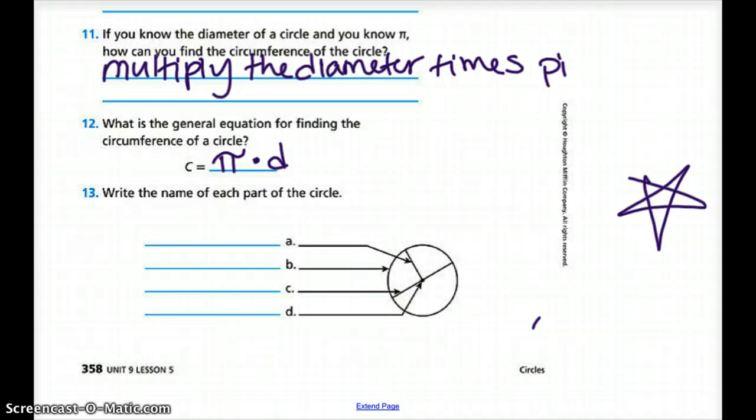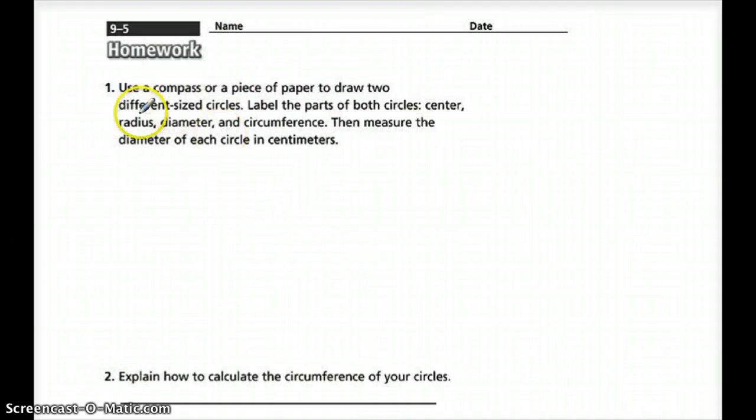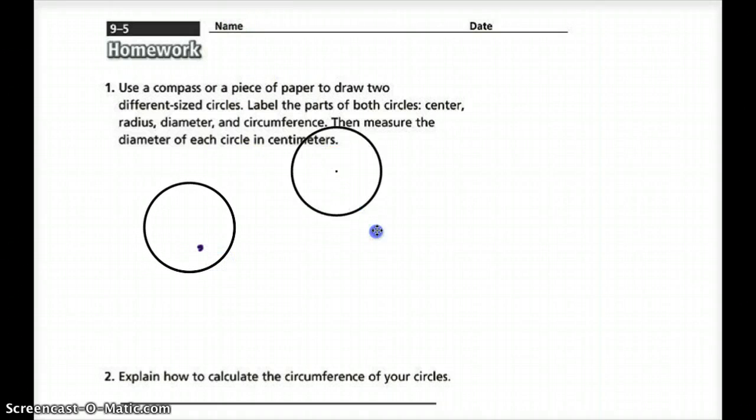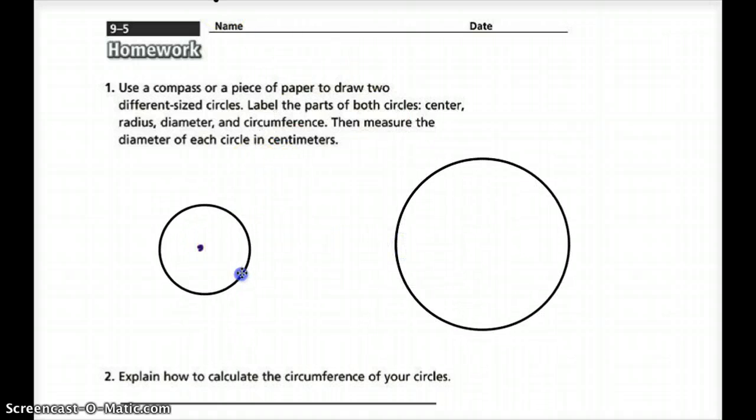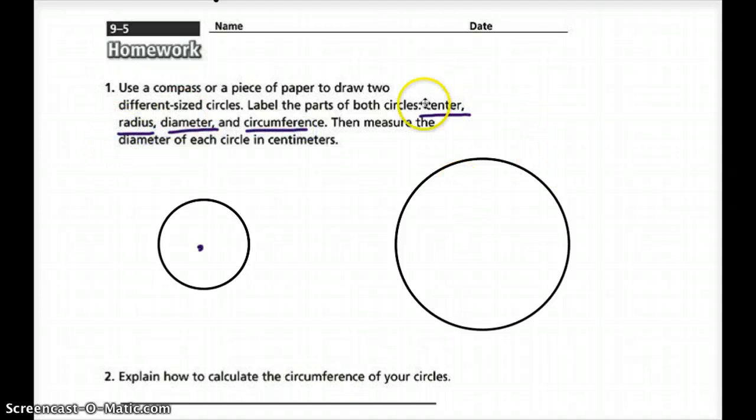Then we're moving on to homework today. Okay, use a compass or a piece of paper to draw 2 different sized circles. Okay, so start with your center, and then you want to measure them out so that you have 2 sized circles. So if I make one and then the other, then you're going to label both of these circles. You're going to label 4 pieces. So you're going to label the center, the radius, diameter, and circumference.